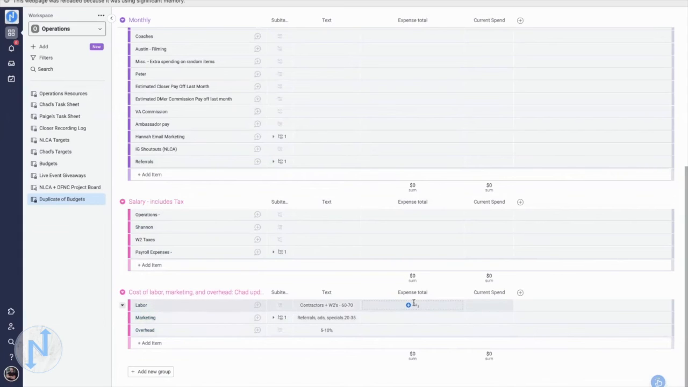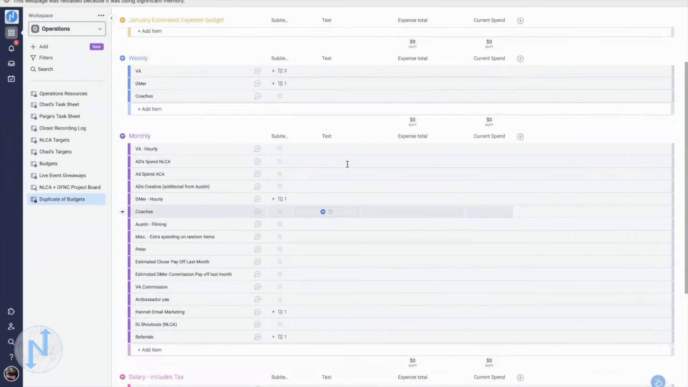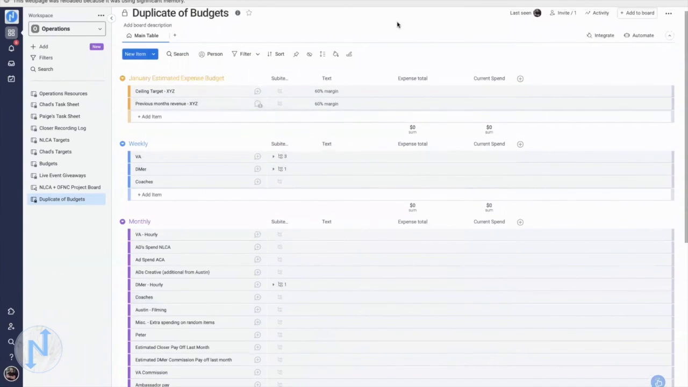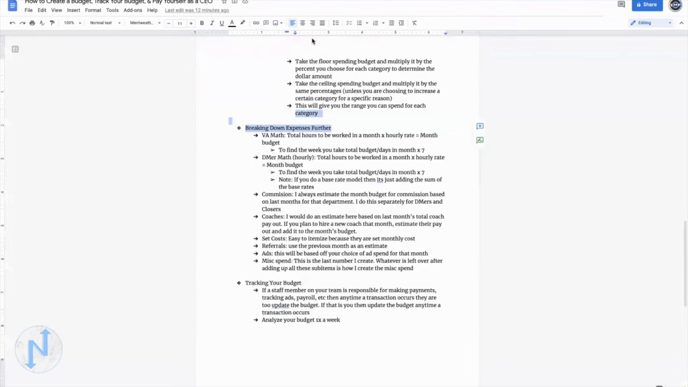So remember how I told you you're going to have a ceiling and you're going to have a floor for each of these. That would go here. And then you can update as you go for the current spend here. Okay. So that's the breakdown of this. That's how this looks. We'll continue to refer to this, but let's go back to our little doc here.